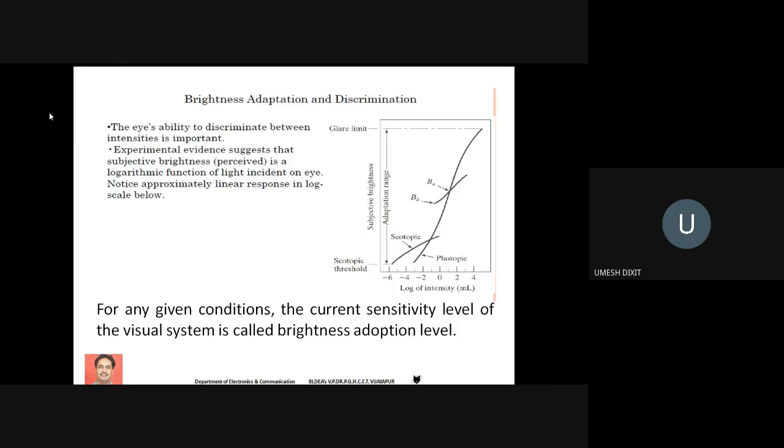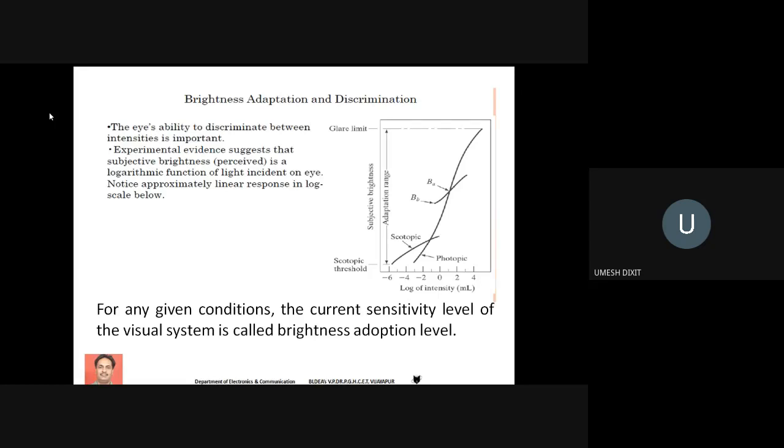So actually this intensity is measured in terms of lumens. Millilumens you can find on the x-axis. On the y-axis he has shown the subjective brightness in the graph. Okay. The curve BA indicates the subjective brightness in the example.